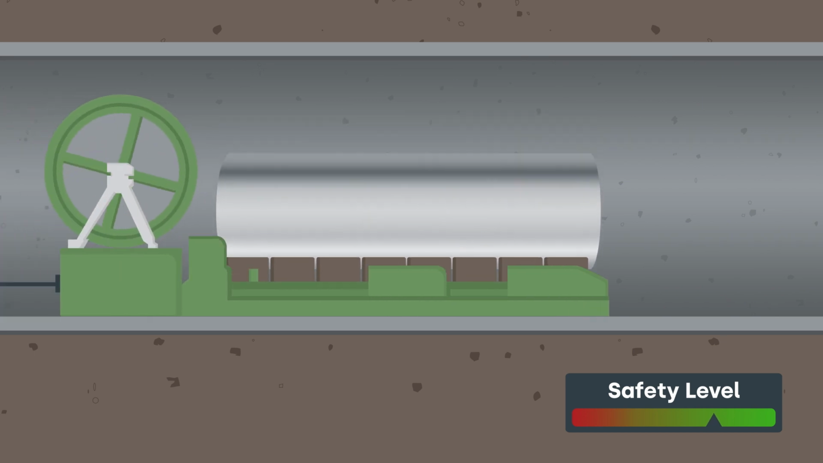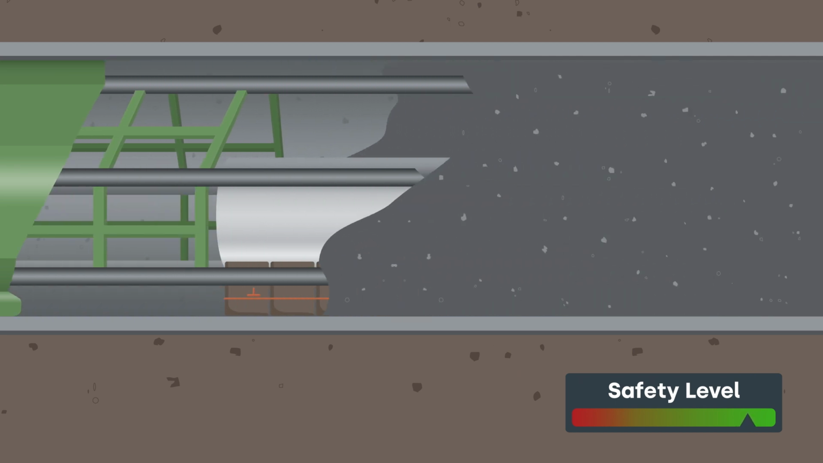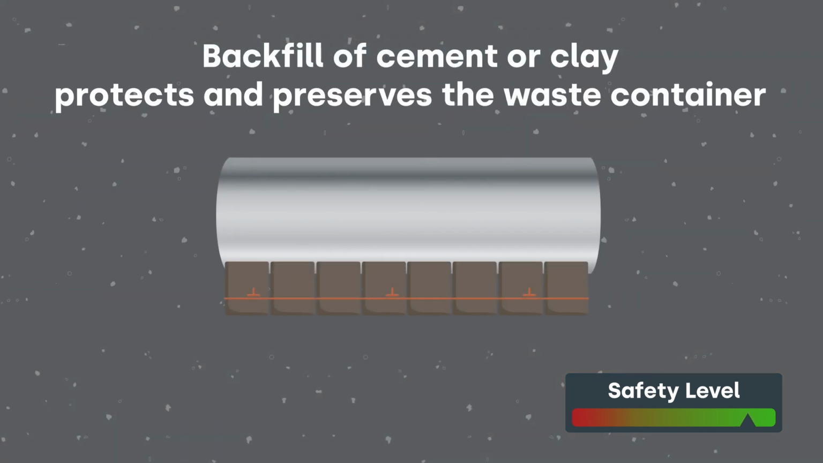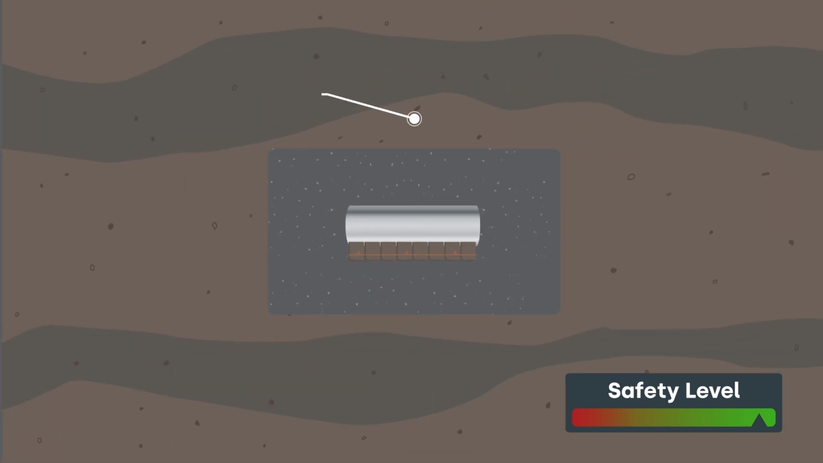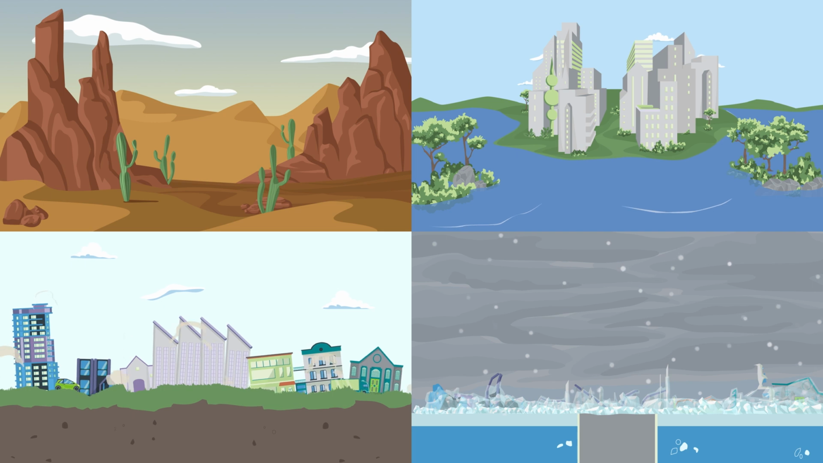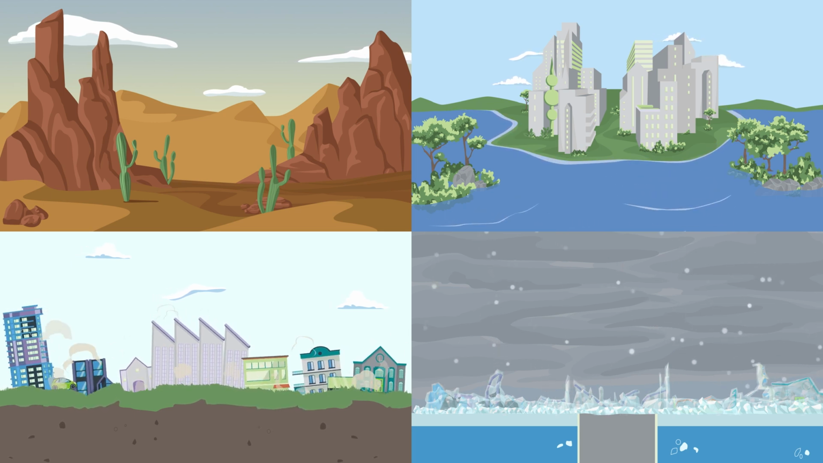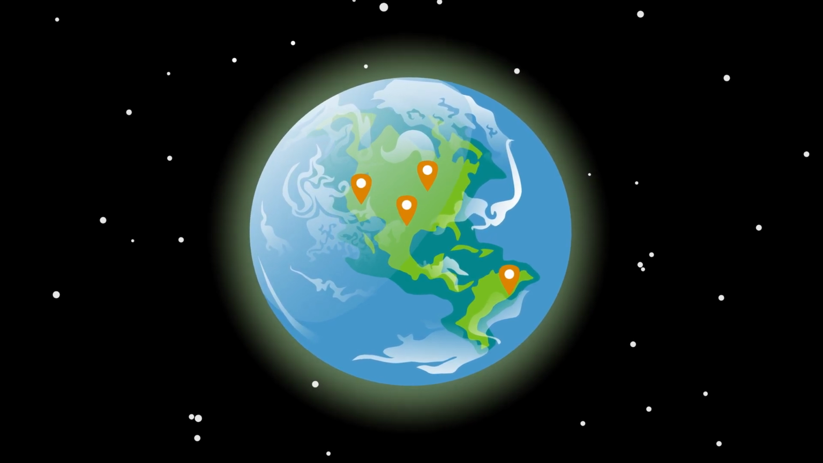The radioactive waste containers will be carefully placed into a GDF surrounded by a protective backfill or buffer. The backfill of cement or clay protects and preserves the waste container from damage arising from rock movements and even earthquakes. The whole unit will be placed beneath several hundreds of meters of rock, which will form the final barrier between the waste and the surface. A GDF is designed to remain sealed and undisturbed for hundreds of thousands of years, and records of its location will be kept in both national and international nuclear archives.